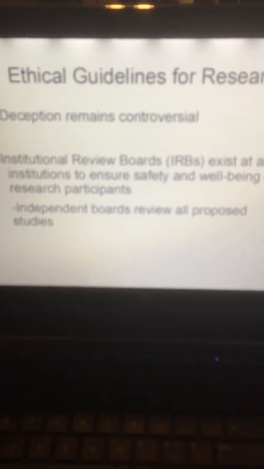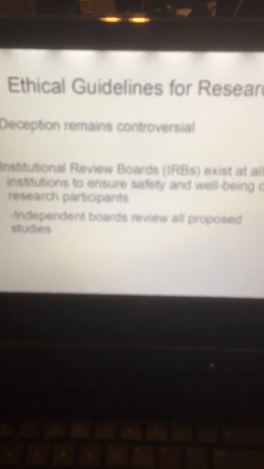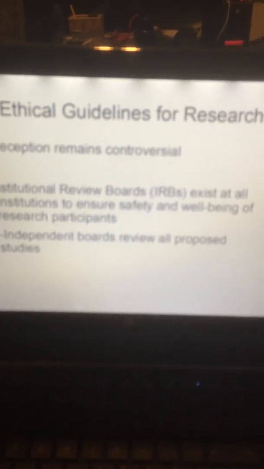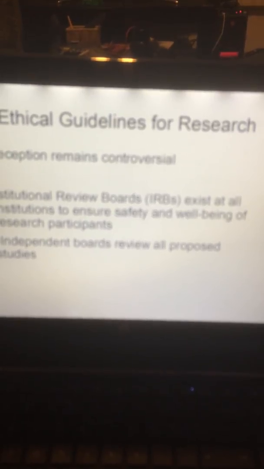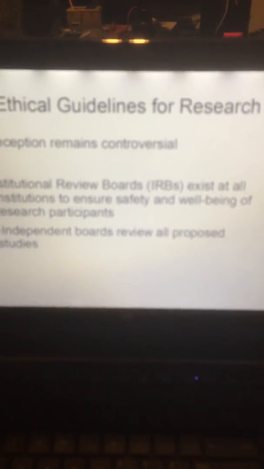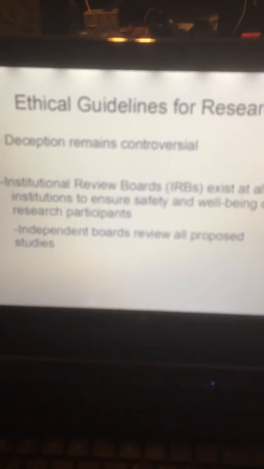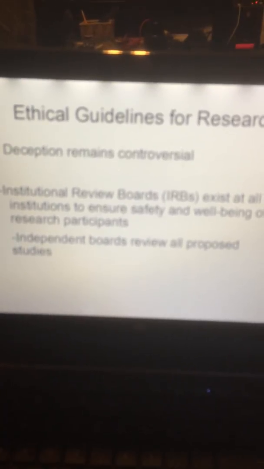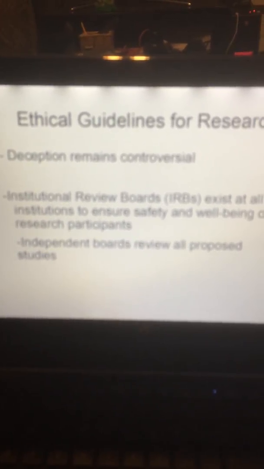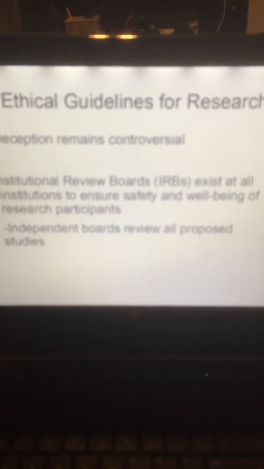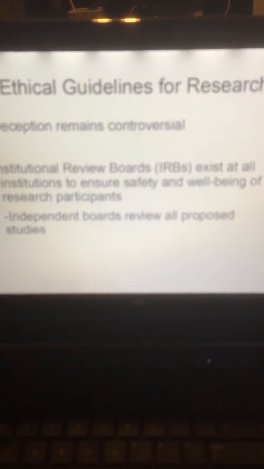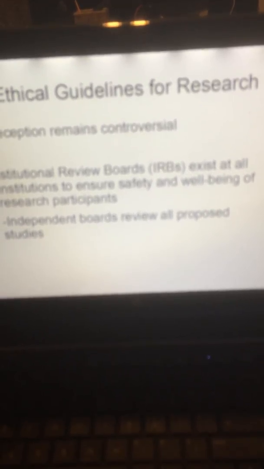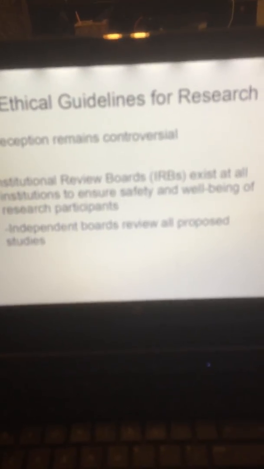Deception remains controversial. In the Milgram study, the participants were told the study was about the effects of punishment on learning. In reality, they were trying to study the effects of obedience on behavior, of shows of power on obedience. So deception is still used today, but it remains controversial. If you try to do any sort of research, you have to present it to the IRB. IRBs exist at all institutions to ensure the safety and well-being of research participants. These independent boards review all proposed studies. They try to figure out if it poses minimal risk to participants.